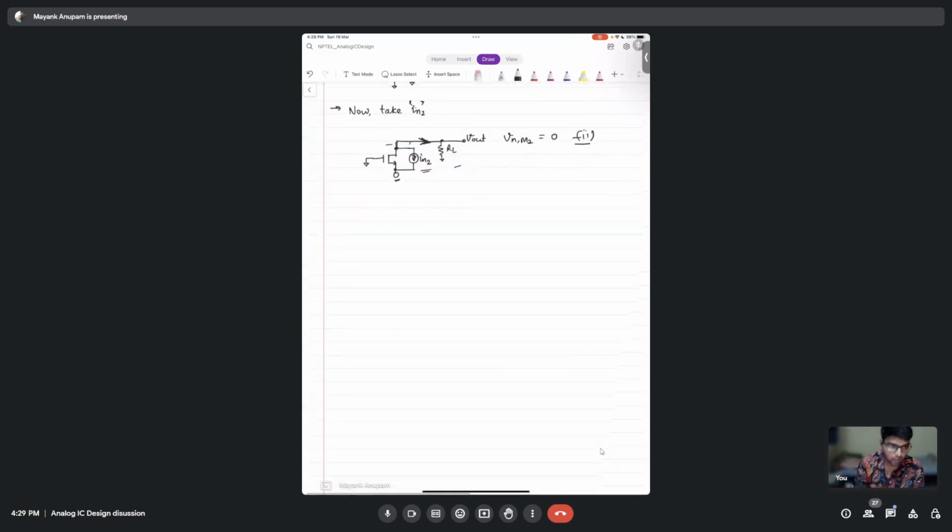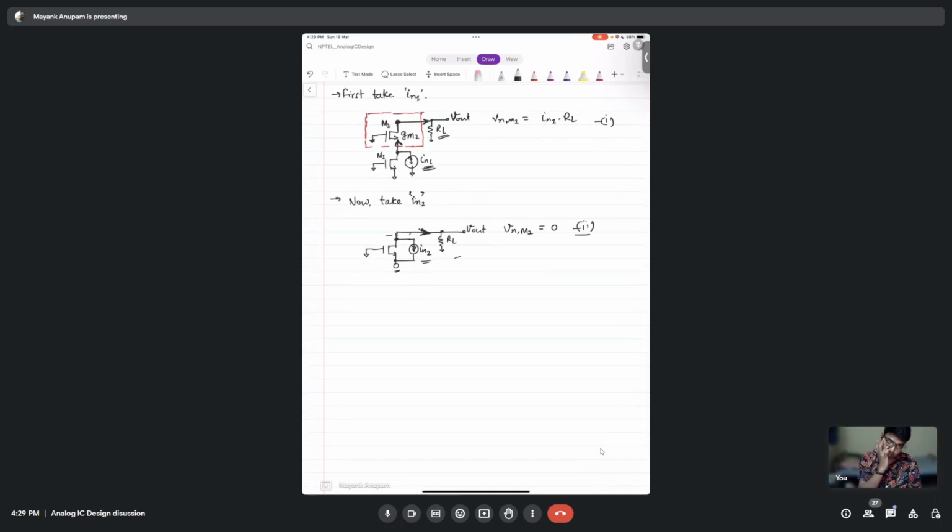Sir, one question. Yeah, go on. Sir, as the source of this MOSFET is open, there will be some noise, right? I didn't get your question, what are you saying? Sir, for the open terminal, there will be some small noise voltage, right? Yeah, there will be some voltage at this node. Correct. And sir, is this noise included in the IN2? Can we say that?